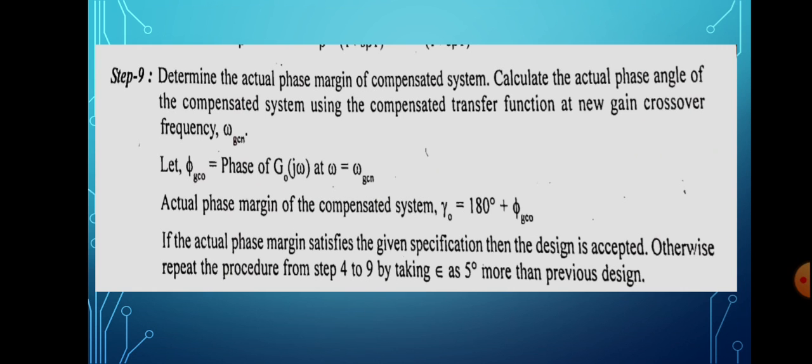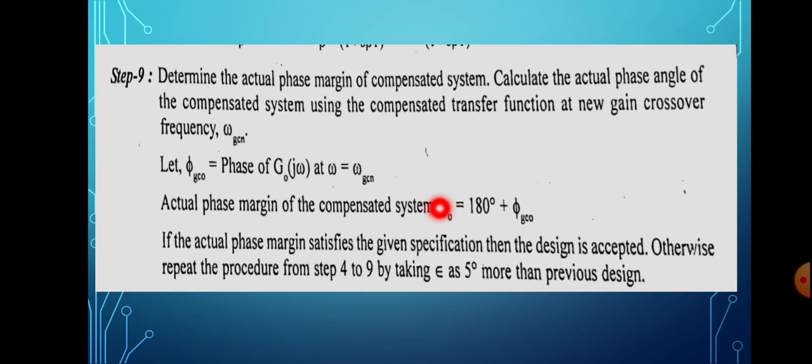Next, in this ninth step, you have to determine the actual phase margin of the compensated system. Calculate the actual phase angle of the compensated system using the compensated transfer function at the new gain crossover frequency omega GCN. So phi GC for the open loop system is equal to the phase of G0 of j omega at omega equal to omega GCN, and then you can calculate the actual phase margin of the compensated system, gamma 0, which is equal to 180 plus phi G0. So now you will get gamma 0.